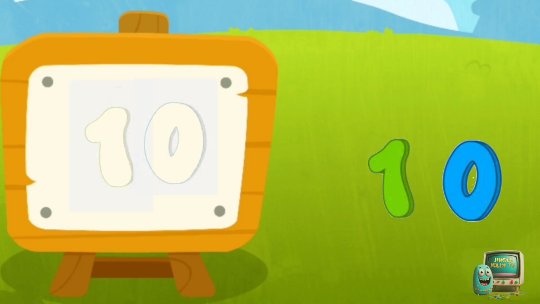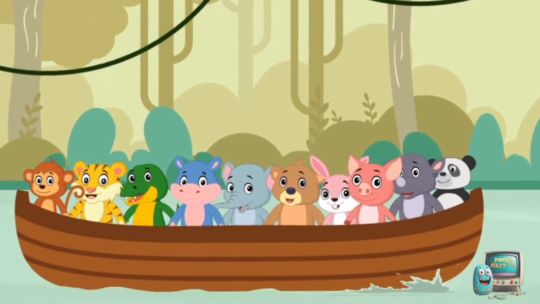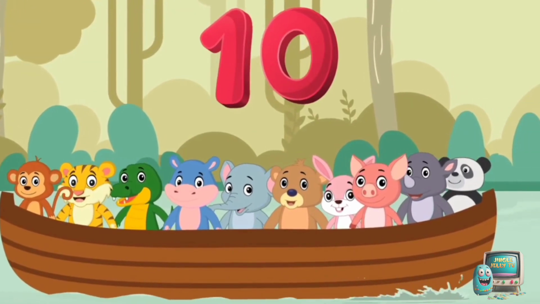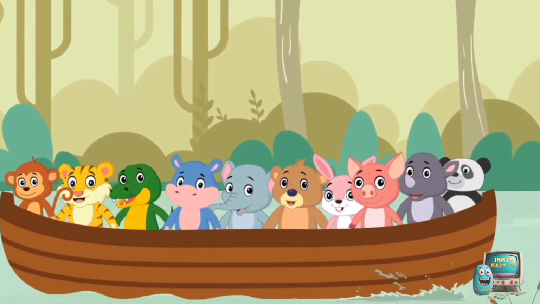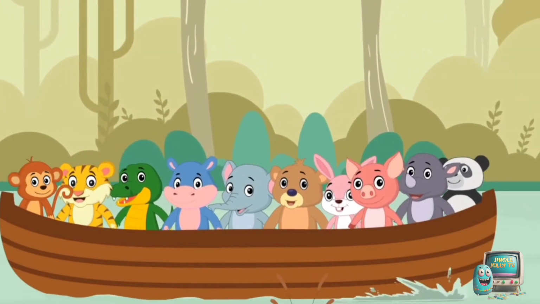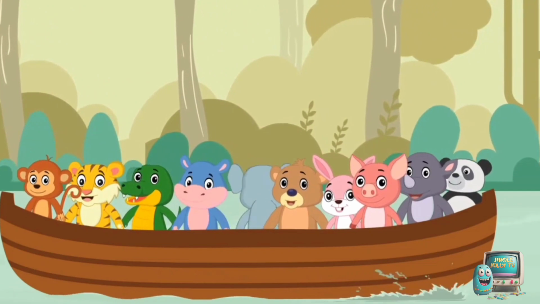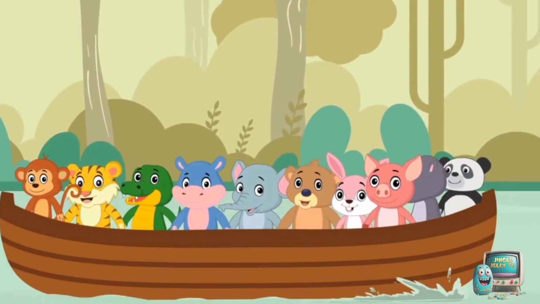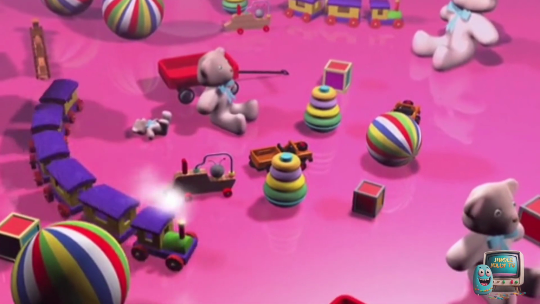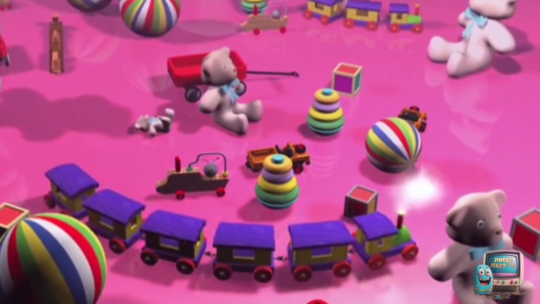This is number 10, the last number for today. Let's find out how many animals are there. 1. Start with the monkey. 2, 3, 4, 5, 6, 7, 8, 9 and 10. Today we learned 1 to 10 in Jingle Jelly class.